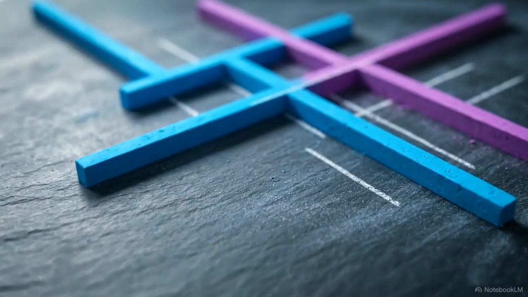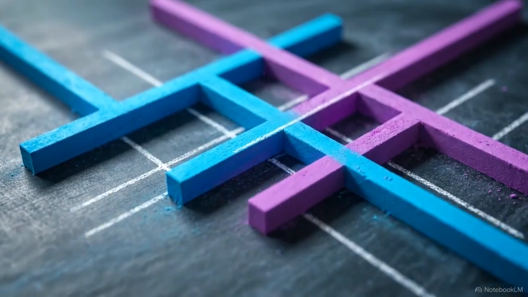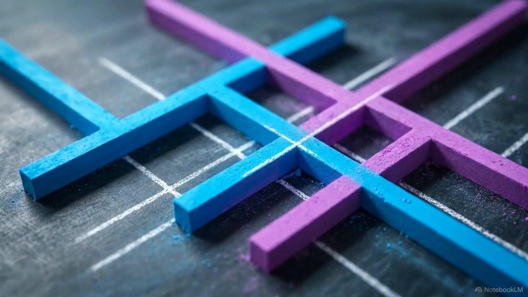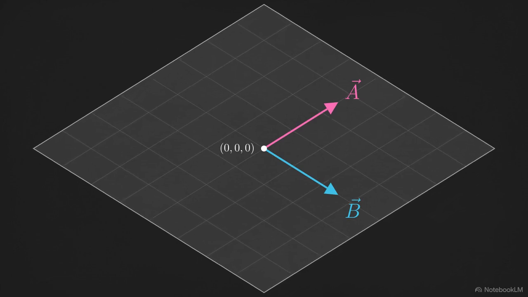Imagine the three-dimensional space all around you as a never-ending series of chaotic intersecting planes and crossing lines. To make sense of it, pick a single origin point and draw two arbitrary vectors, A and B. Together, they define a single flat two-dimensional plane.